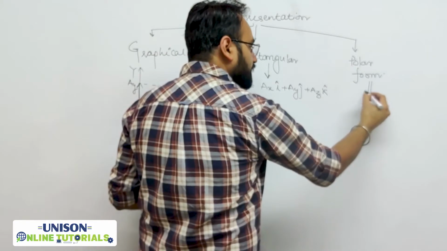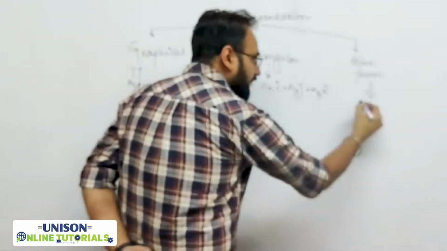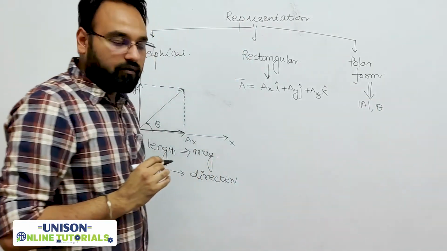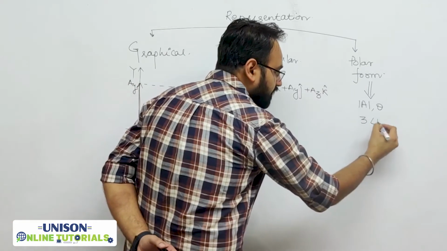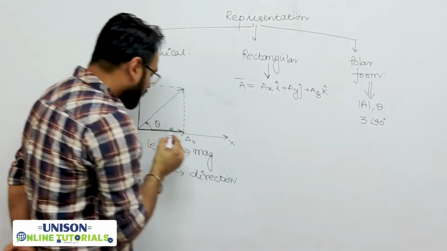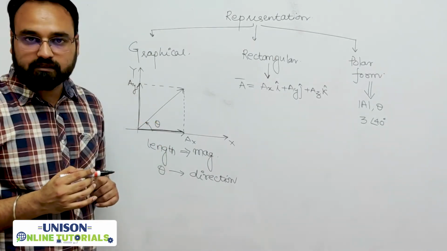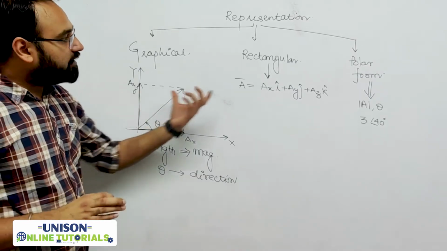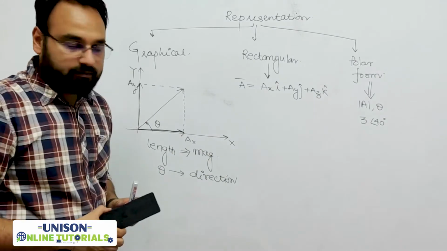In polar form, any vector is represented by its magnitude, mod A, and angle theta. For example, if a vector has a magnitude 3 and angle say 40 degrees, where 40 degrees is this angle theta which this vector makes with the x-axis in anti-clockwise direction, right? So these are the three modes of representation in which we represent a vector.